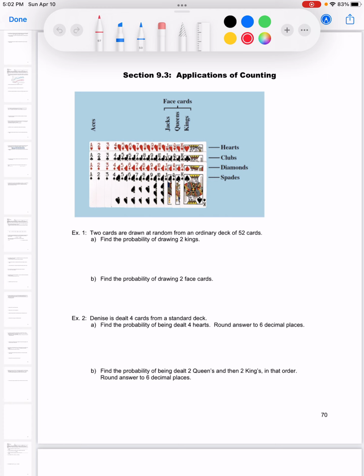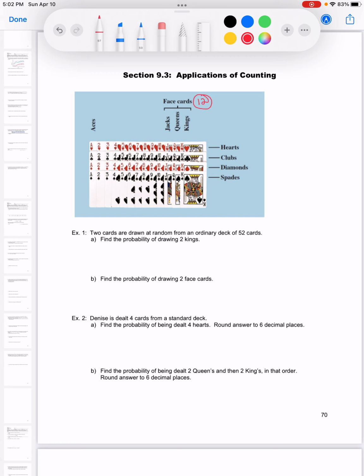So just real quick, there are 12 face cards. And there are 13 of each suit. There are 26 red and 26 black cards for a total of 52 cards. Just kind of a quick rundown of those same card facts that we looked at in exam 2.